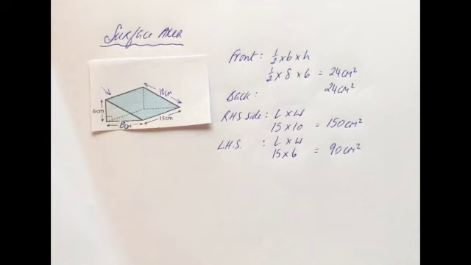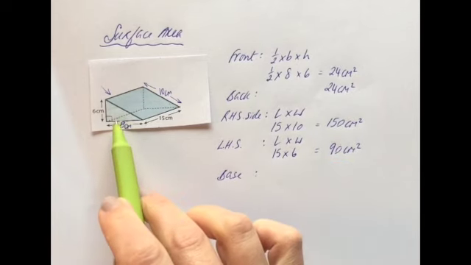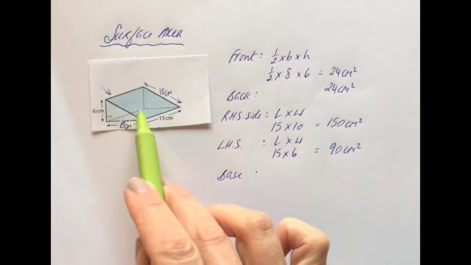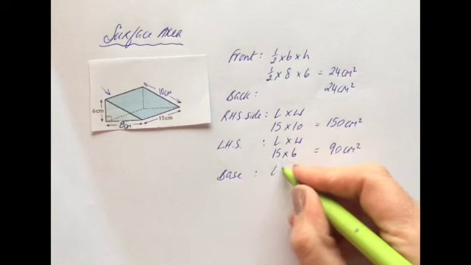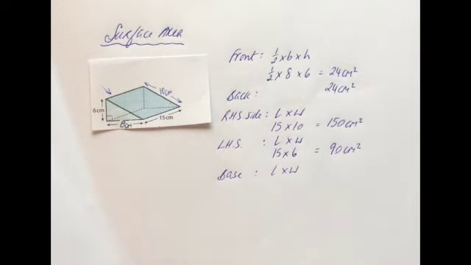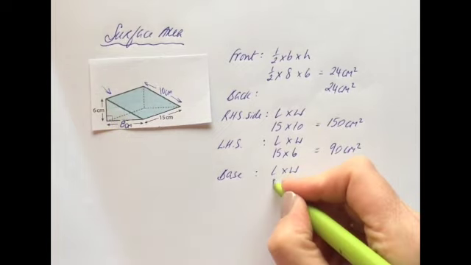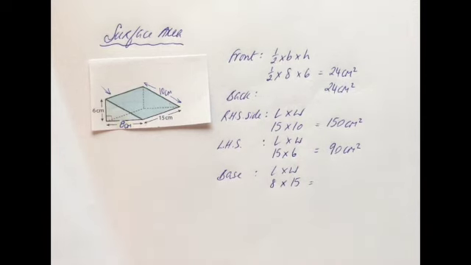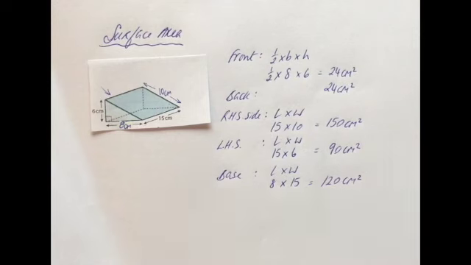Okay, so then we're going to look at the base. If you look very carefully, the shape of the base surface is of course a rectangle, so length times width. The length we can put down as 8, and the width we'll put down as 15, and of course 8 times 15 is 120 centimeters squared.